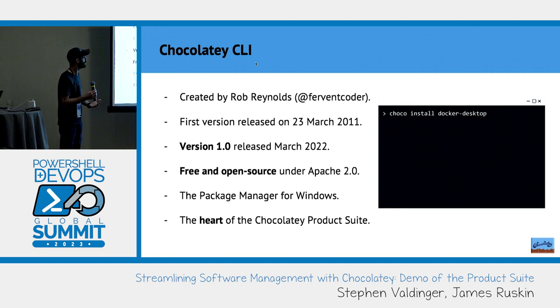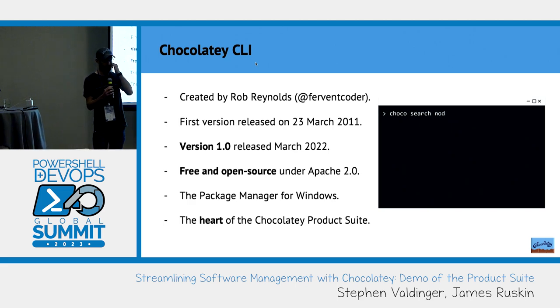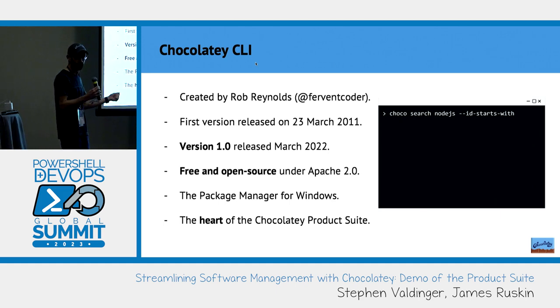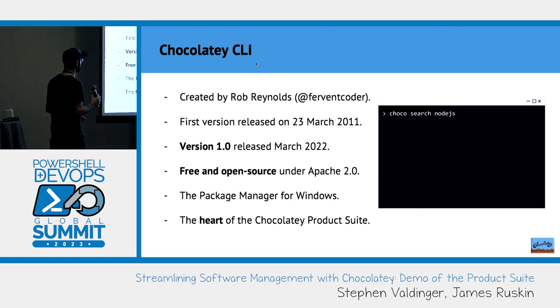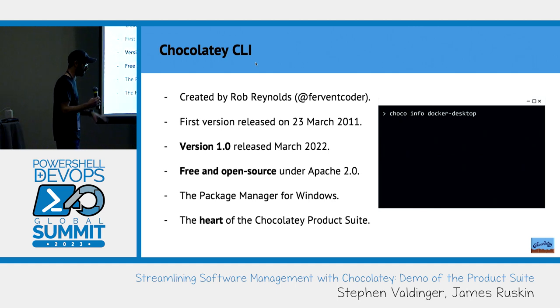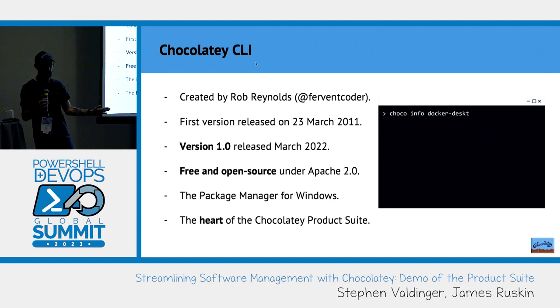So Chocolatey CLI, it's been around for a while now. Rob Reynolds, who was walking around the conference earlier, but he had to take off, unfortunately, created this thing back in 2011, and it took us a really long time to get to version 1.0. It actually took us having Rob stop writing code for us to ship version 1.0. And it's been free and open source under the Apache 2 license the entire time. It's still free and open source.